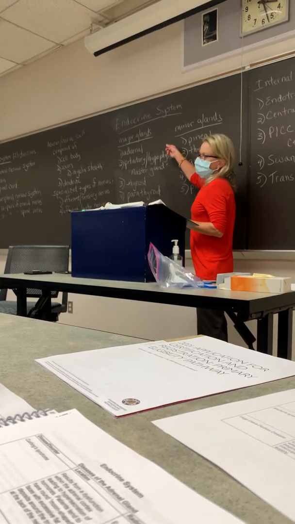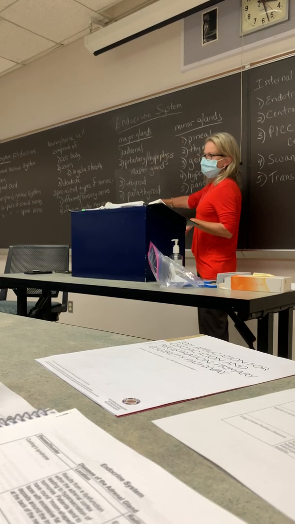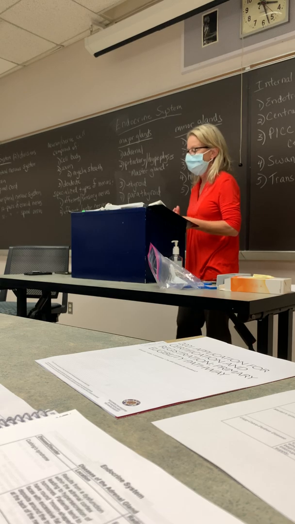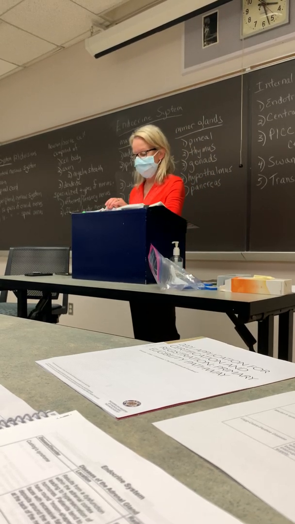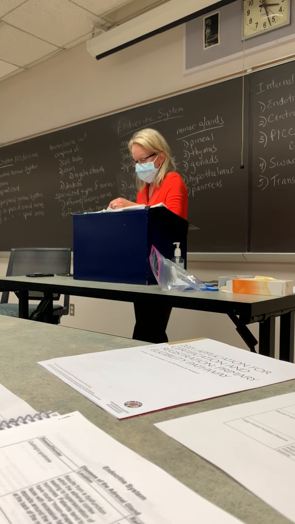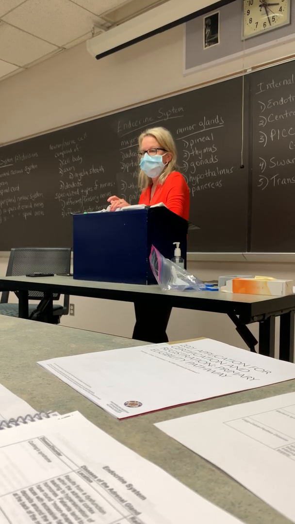You don't have to know the difference between major and minor, but you will have to write out 6 of these glands. I don't care if you know which one is major and which one is minor. So for the major endocrine glands, number 1 is the adrenal.